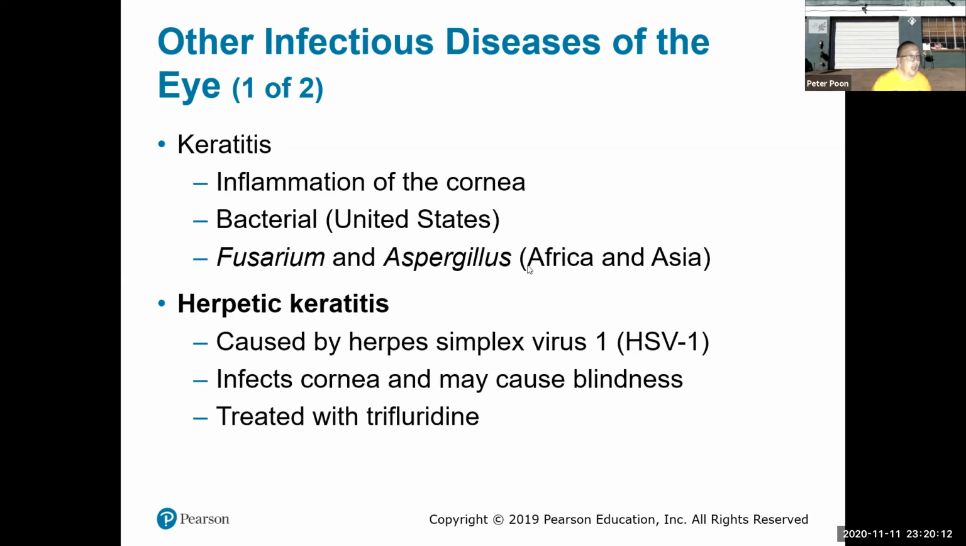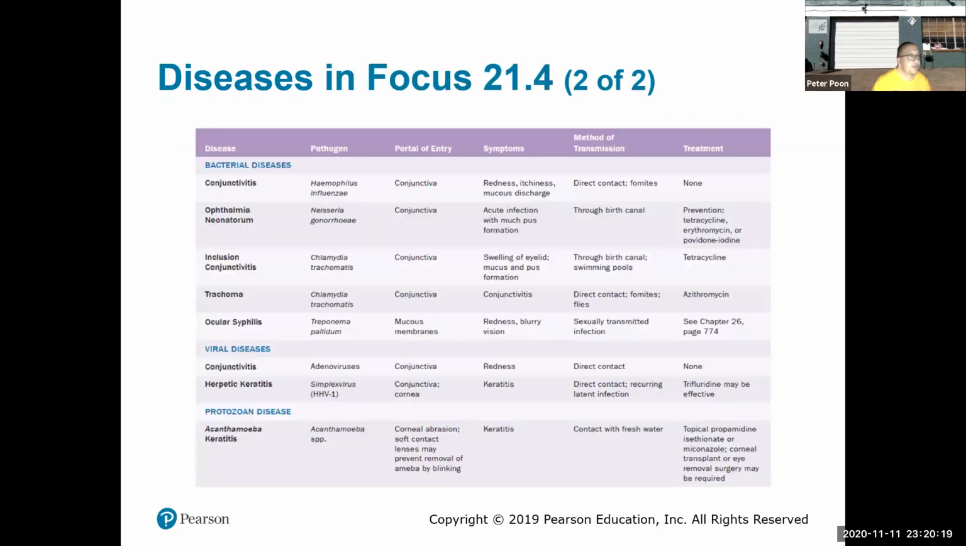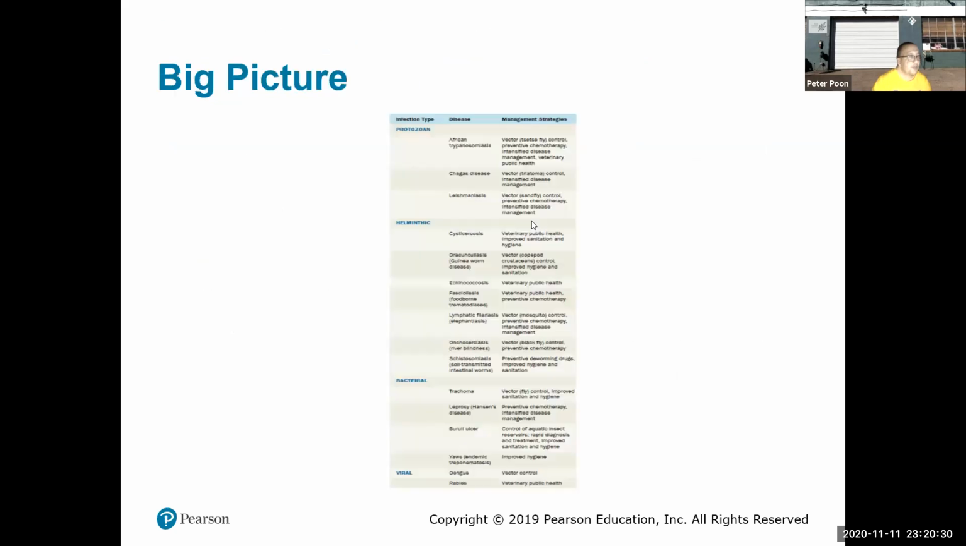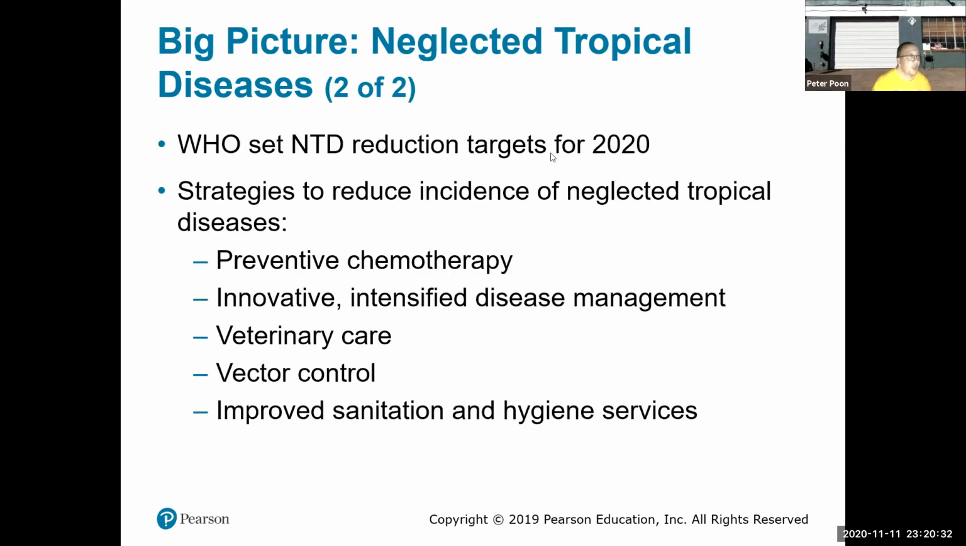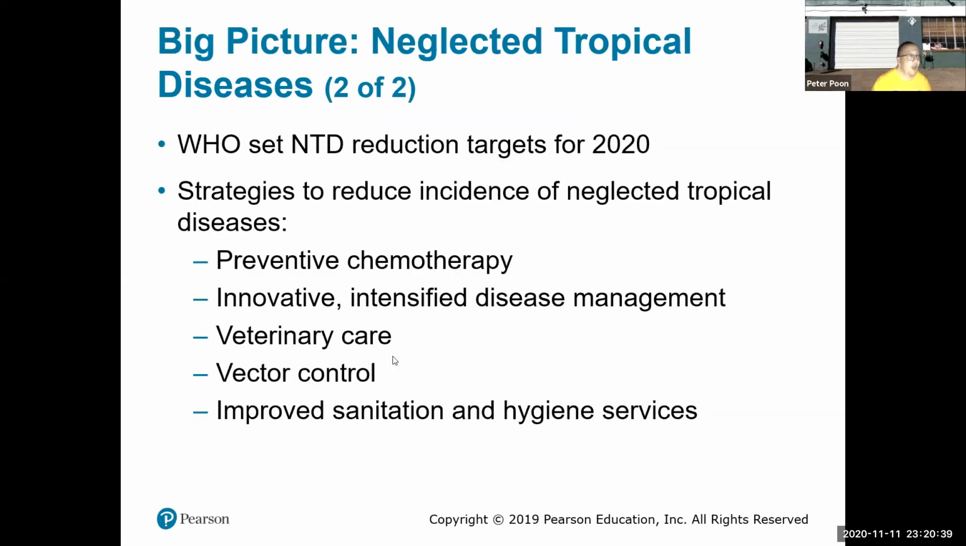Keratitis, we'll skip. So yeah, a lot of these diseases affect poor people more because they don't have the care necessary and stuff like that.